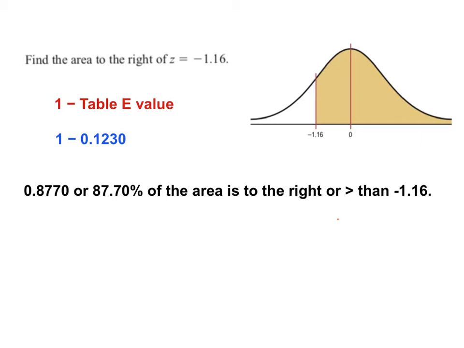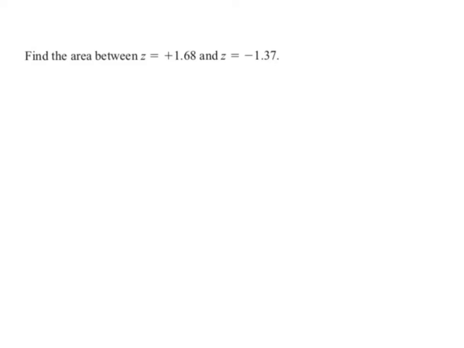All right, one more example before we get into the reverse. The last example we're going to go over is where I give you the area and you have to find the z-score, so we're going to do it a sort of reversed way. I want you to do this one. This one's an interval: the area between positive 1.68 and negative 1.37.